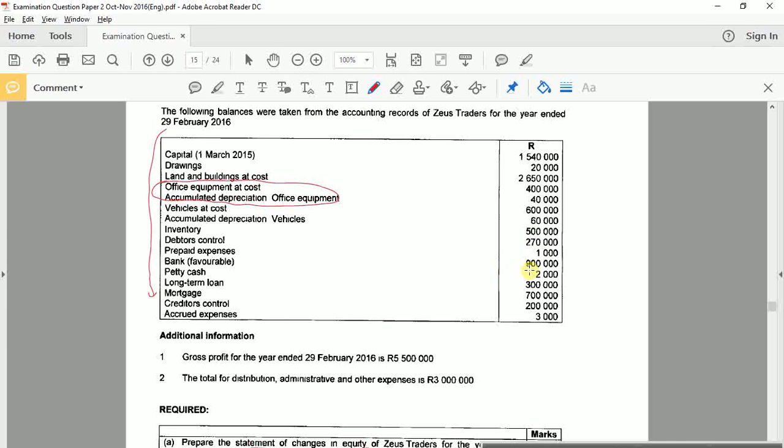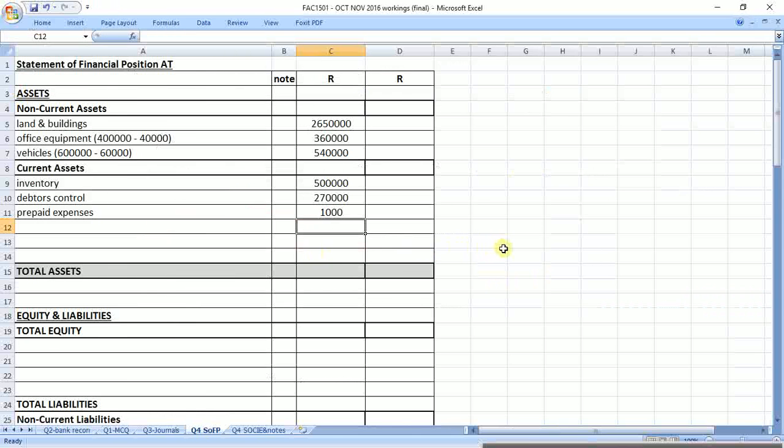Bank favourable. What is bank favourable? It's a credit in the bank. So it's 900,000 in the asset. Current asset. Yes. Next. If I only write bank, is it okay? Yes, you only have to write bank. Okay. Petty cash is a current asset. Good. How much? 2,000. Next.